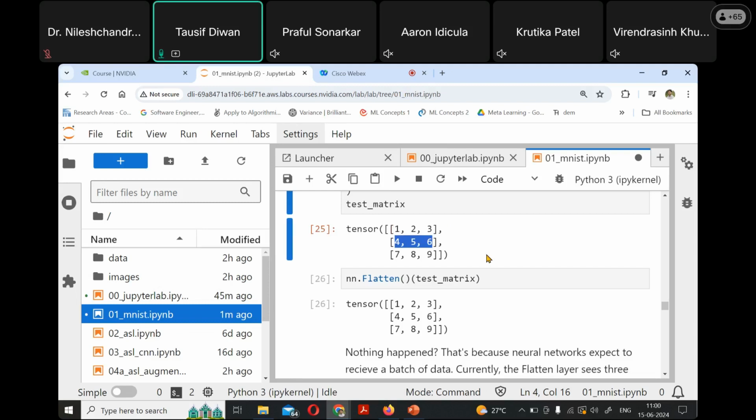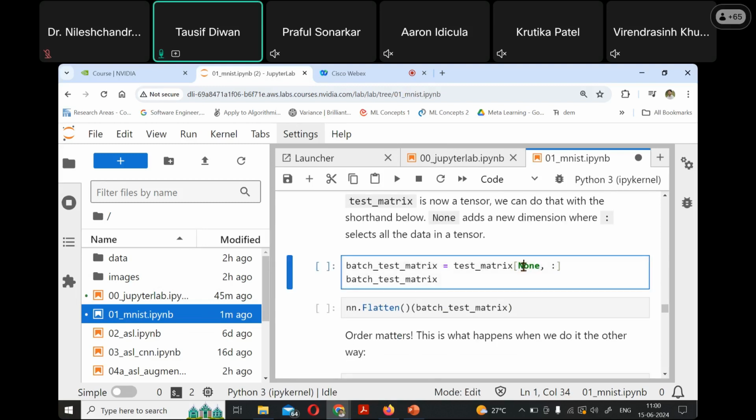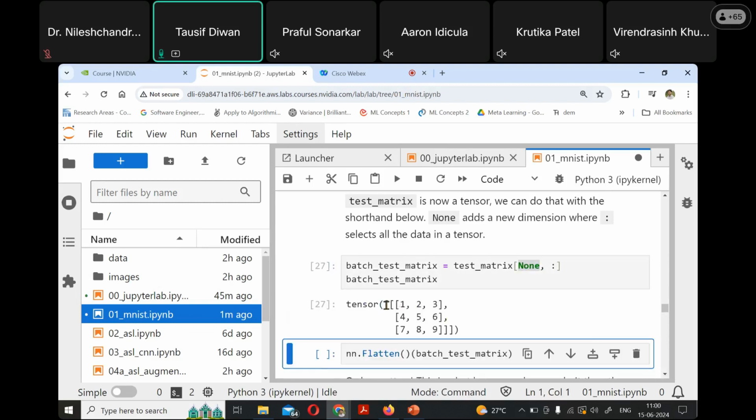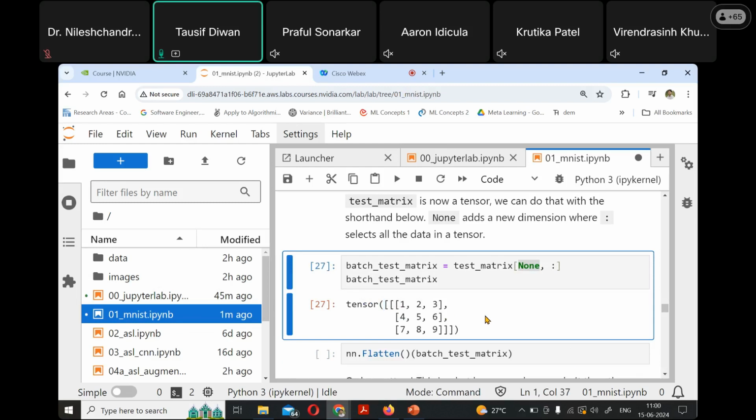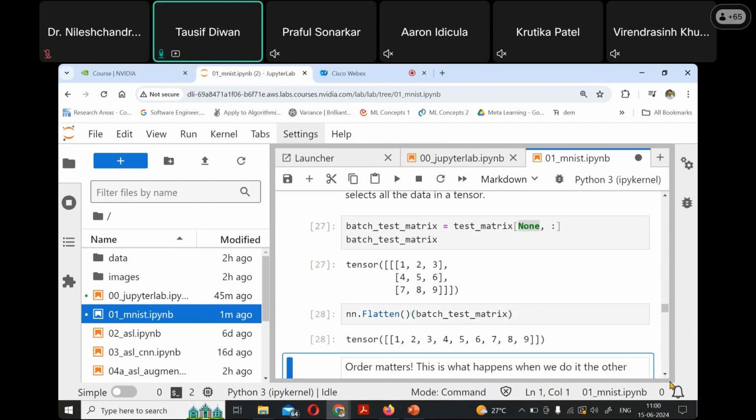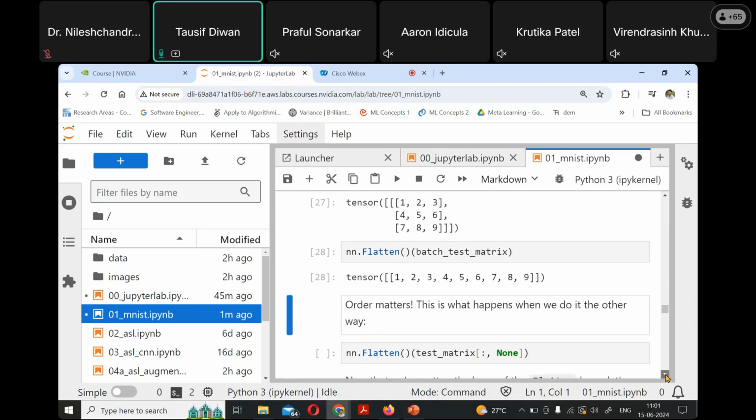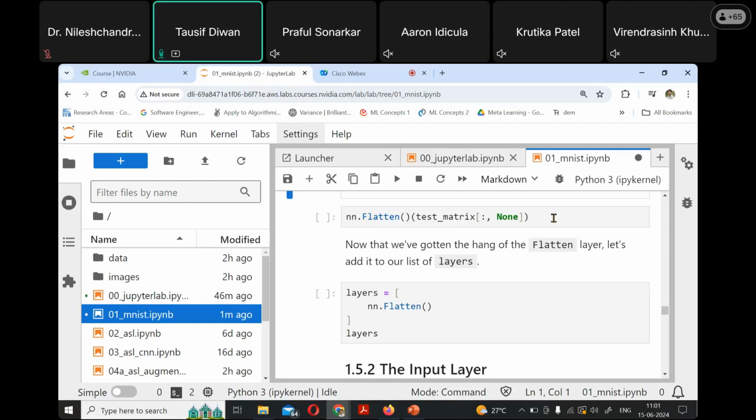How can we convert this in terms of batches? See here, we need to provide one extra dimension. With the help of this None, we are providing one extra dimension. You can observe one extra bracket over here. Now the entire data is converted into a batch. But how many samples are there in the batch? Only one sample. Now we can apply flatten, so this time the matrix will get converted into a vector. The entire batch should be provided as input; only then will it work.